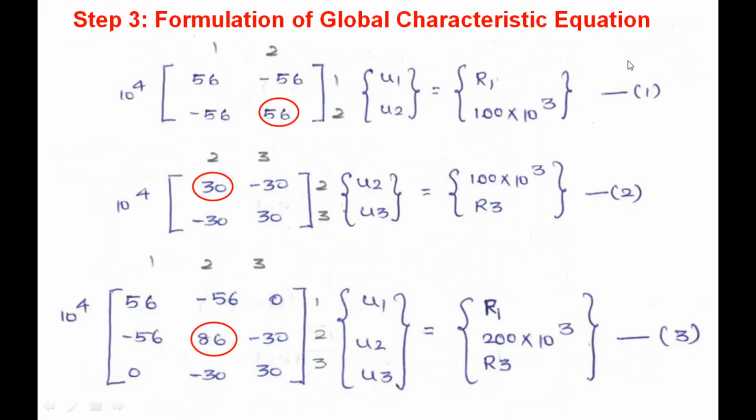Element 1 characteristic equation we derived, and element 2 the equation 2. For easy understanding purpose, the numbering is given here. For the first equation, this 1 2 and 1 2 denotes the node numbers. Row wise and column wise we are giving the numbers 1 2, 1 2, and here 2 3, 2 3. So now when you assemble these two equations, the common node should be properly added.